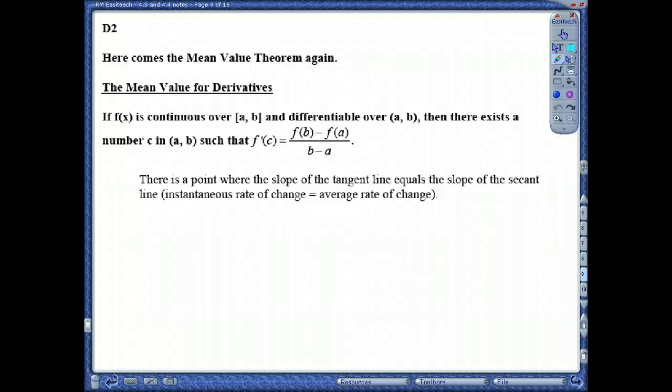Welcome to the second part of 4.3 to 4.4 notes. We're looking at the mean value theorem again. Now we had a mean value theorem for derivatives. In order to make it work, you had to first make sure that your function was continuous on the closed interval from a to b and differentiable over the open interval from a to b. If that's true, then there's a value in between a and b where the instantaneous rate of change was the same as the average rate of change. Okay, the slope of the tangent line equaled the slope of the secant line.